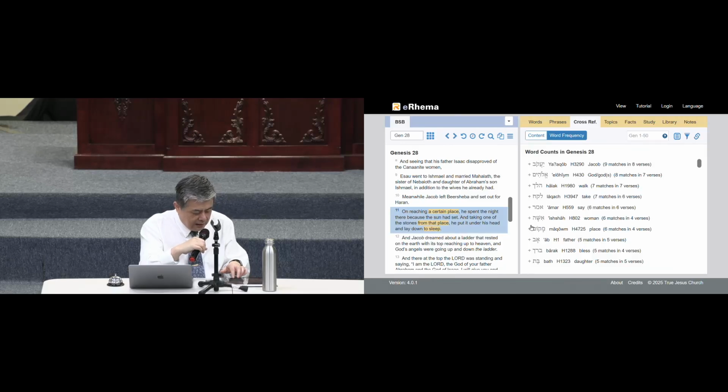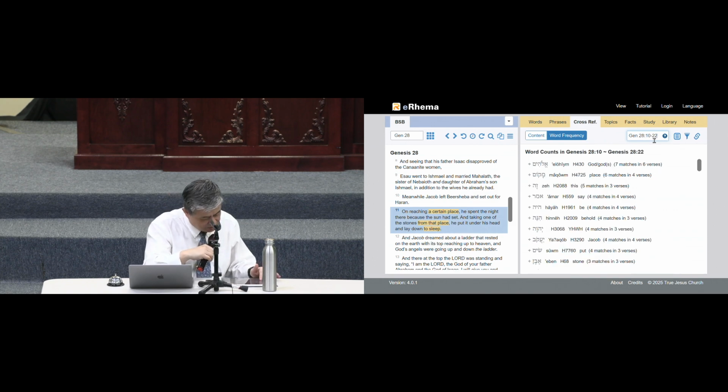And then here in this field, you can change the range. By default, it gives you the entire chapter, the words in that entire chapter. But since we're looking at Genesis, why did it give me John? Genesis 28, 10 to, what's the last verse? 22? Okay. Then you can enter 10 to 22. Hit return, and it gives you words in the order of their frequency.